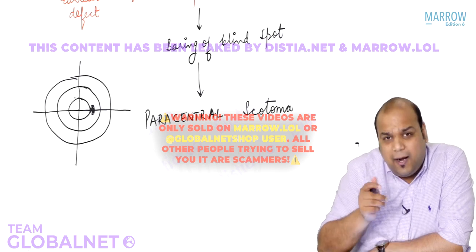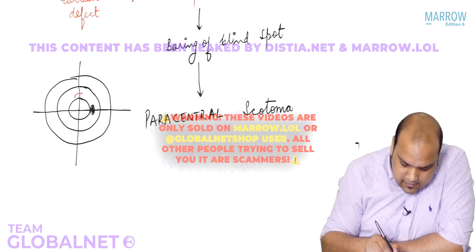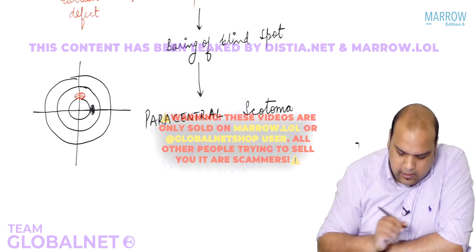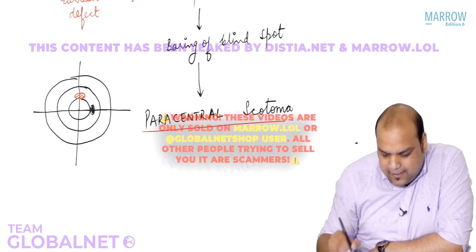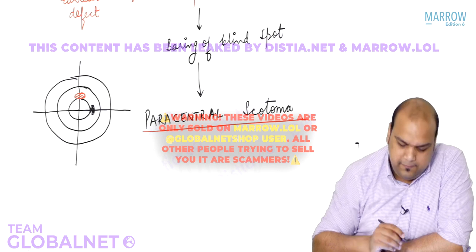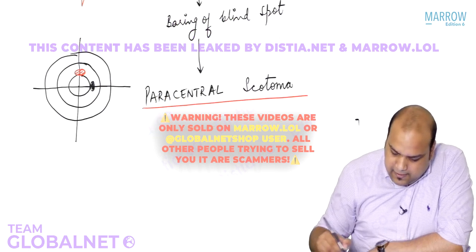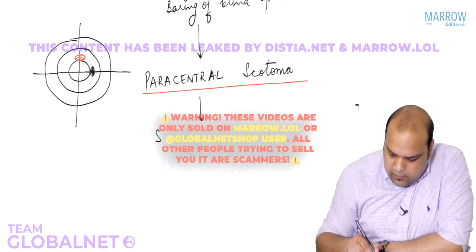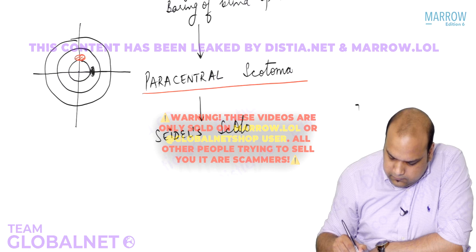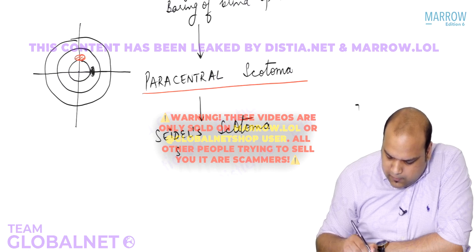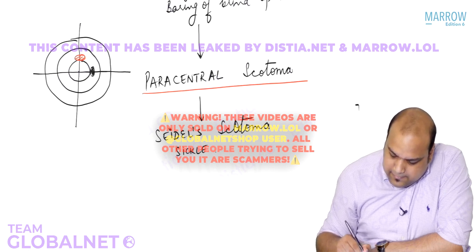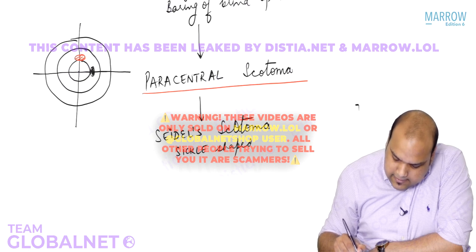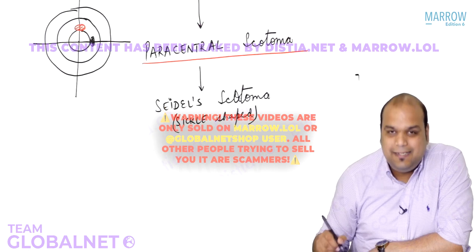Yes. So around the center, there will be another scotoma, and this is what I will call as paracentral scotoma. Okay? Now, the paracentral scotoma will grow into something we call as Siedel's scotoma. Siedel's scotoma is sickle shaped. Easy to remember, guys. Siedel sickle.